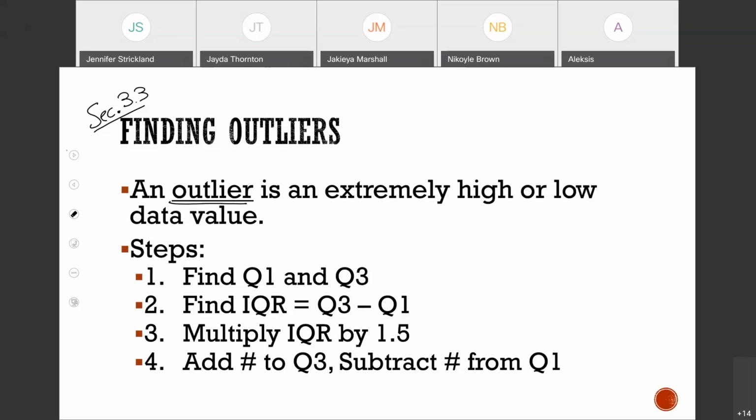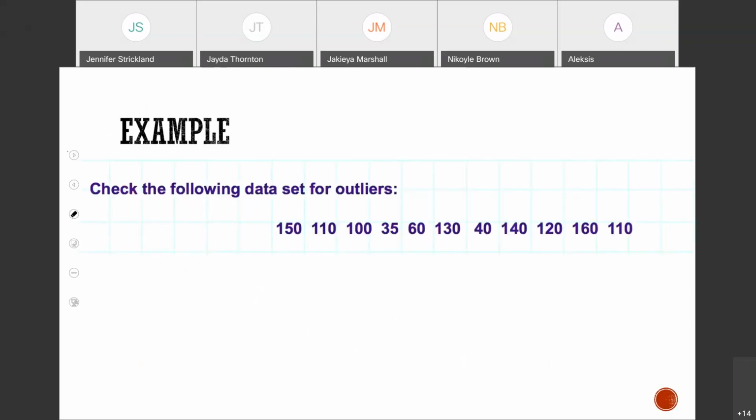Okay, you guys got that? We're going to take those steps and look at an example, and work through the example looking for an outlier. So let's take a minute and write down those numbers, and we'll make that our example.